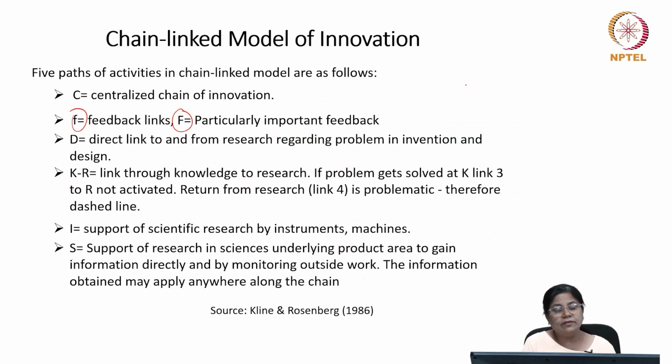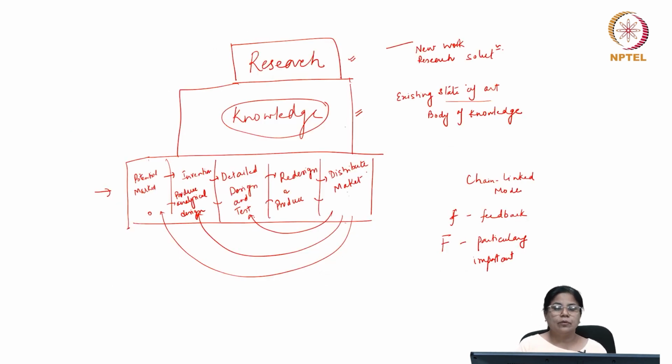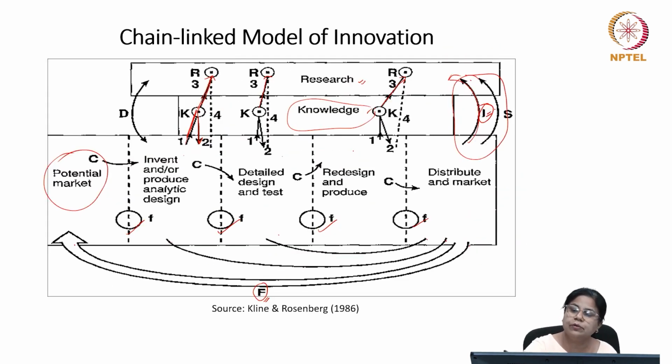So S, what is S? S is basically the support of research in sciences, which is underlying the product area, to get the information directly or by monitoring the outside world. The information obtained may apply anywhere along the chain. So here, the instruments and all are being talked about in terms of I, and S is something, say for instance, there is an important challenge which is being faced in the market. Say for example, in recent times we have seen the challenges with respect to the electric battery. Some have been catching fire, etc. Now that needs to be understood and gone into.